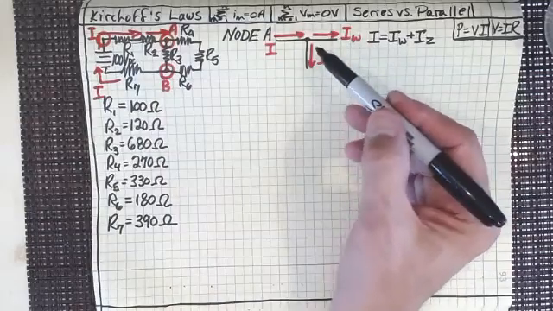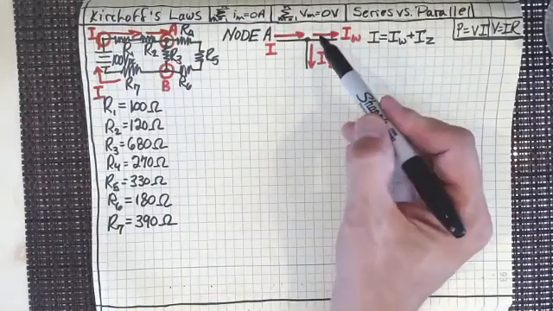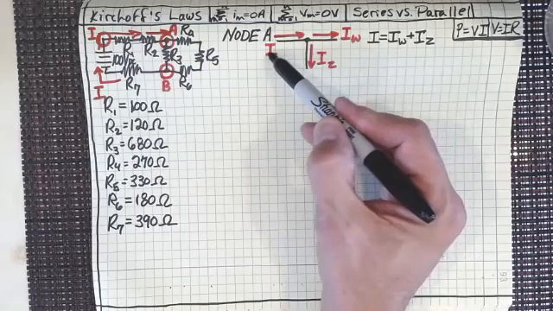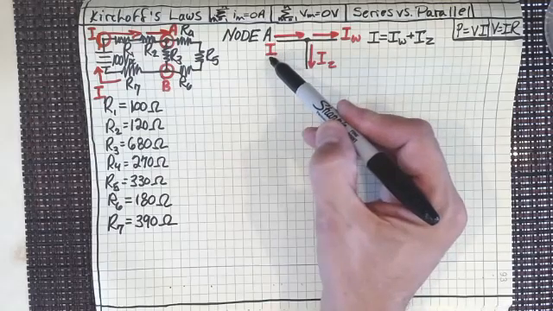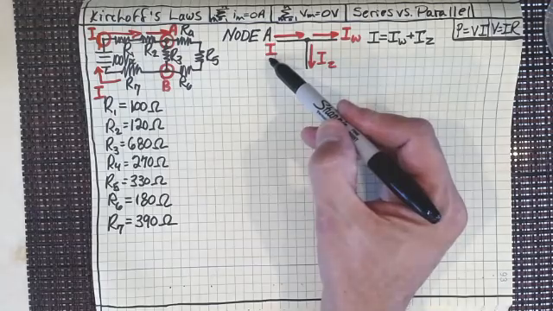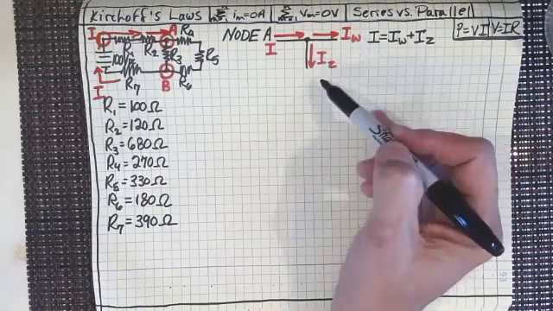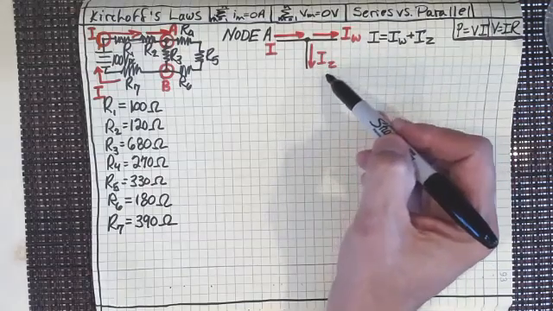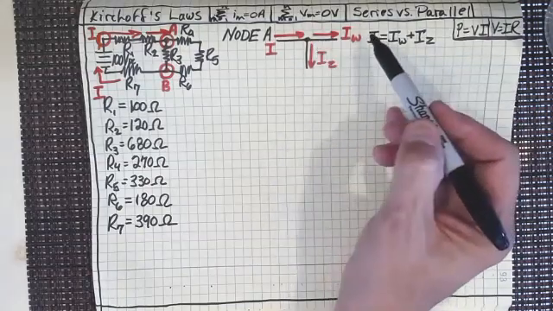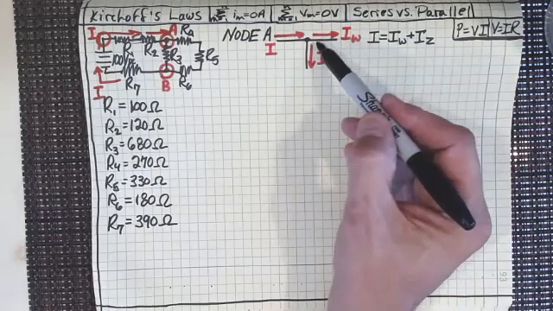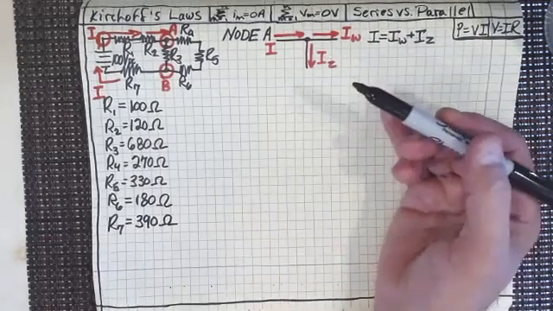Whereas this node is interesting because we don't know how much of the current, let's say that there's 1 amp of current flowing in. Well, if 1 amp of current is flowing in, then is half of an amp flowing out through I sub W, and half an amp flowing out through I sub Z, or is 3/4 flowing out through I sub W and 1/4 flowing out through I sub Z?